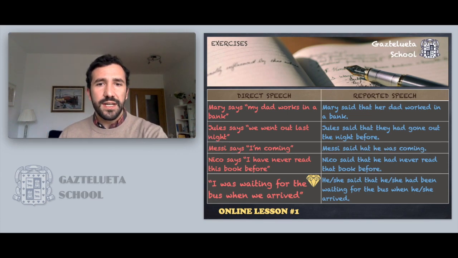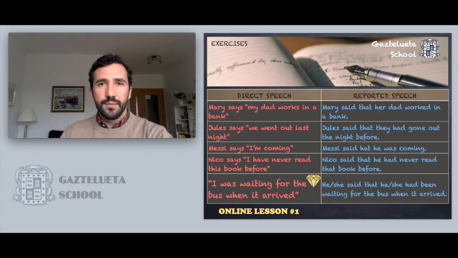Fourth example. Nico says, I have never read this book before. Nico said that he had never read that book before. From present perfect to past perfect.